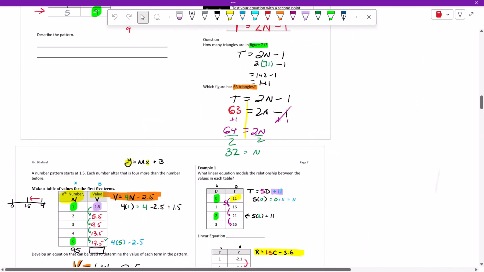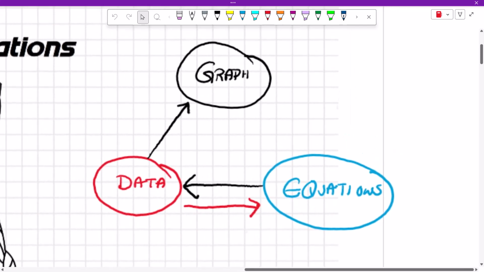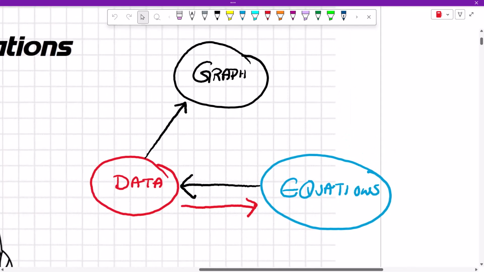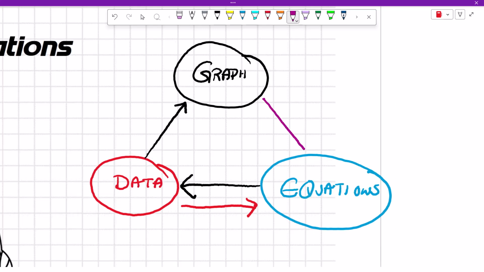So in day 3, remember the 3 different concepts we need to know: graphing, data, and equation. In day 3, we're going to talk about how you have a graph and create the equation. All right, we're going to talk about this connection right there. Right? Because that's what happens in science a lot of times. You do an experiment, you collect all your data on a table, then you graph it, and you have to come up with a relationship. You have to come up with an equation from a graph.